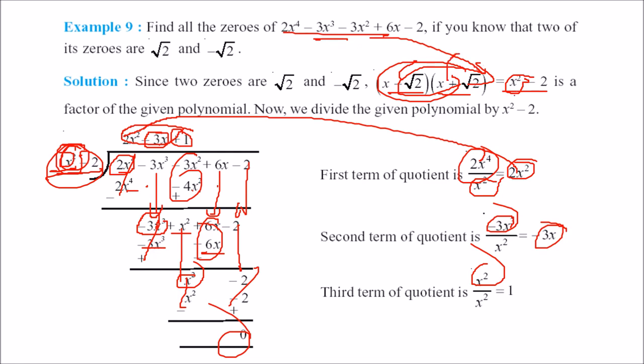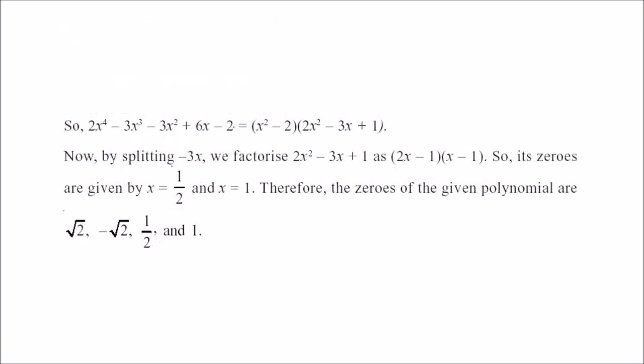So we have combined these factors. We said that x square minus 2 is a factor. But we have this expression which has come. So now solve this. You have to solve 2x square minus 3x plus 2, and you can factorize it. The value will be 2x minus 1, x minus 1. So just place it 0, place it 0. X will be half, x will be 1. So we have 4 zeros: root 2, minus root 2, half, and 1.